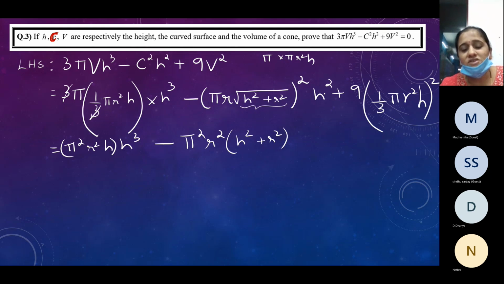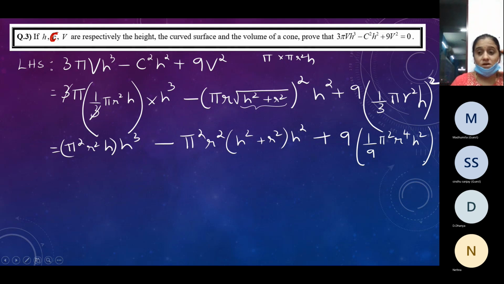All right. Then this h square, which is already outside, that h square plus 9. Now there's a square here, so you cannot cancel 3 and 9 because there's a power 2 here. So 9 into square it. 1 by 9 pi square r to the power 4 h square. Is that correct? We'll have to square everything. 1 by 3, the whole square is 1 by 9.